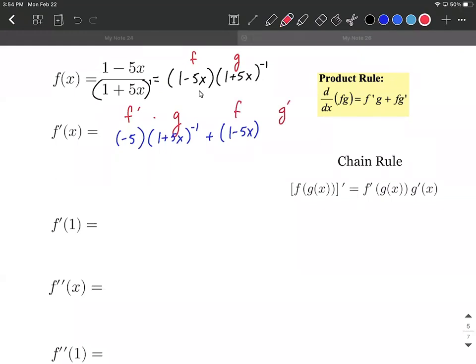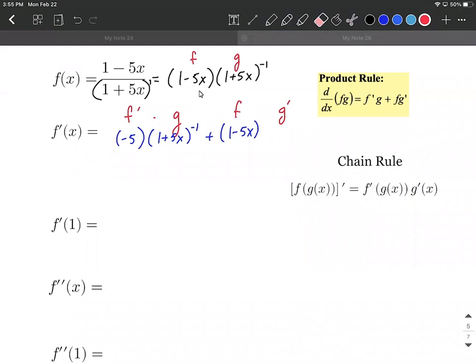So the derivative of g is going to be a little bit more difficult in this case because we've rewritten it so you can see a negative exponent. So what we have going on here is the chain rule, where we have a function, 1 plus 5x, inside of another function, basically something raised to the negative first power. So initially we want to take the derivative of the outer function and leave the inner function as is. And then we're going to multiply that by the derivative of the inner function.